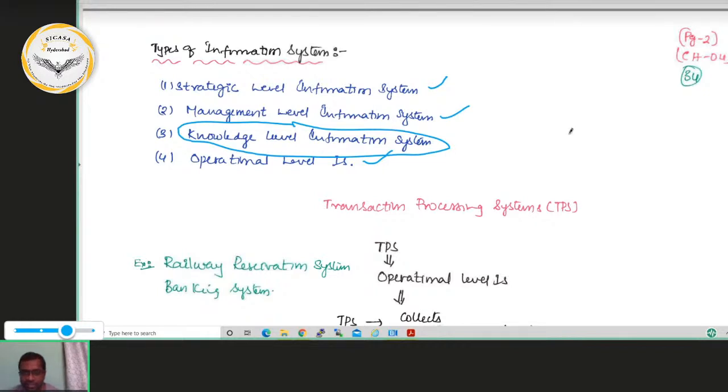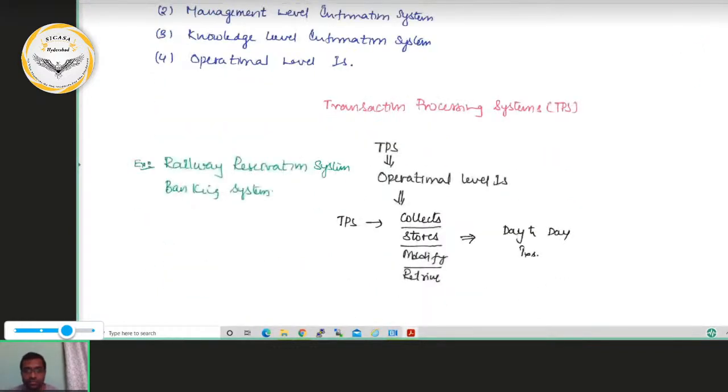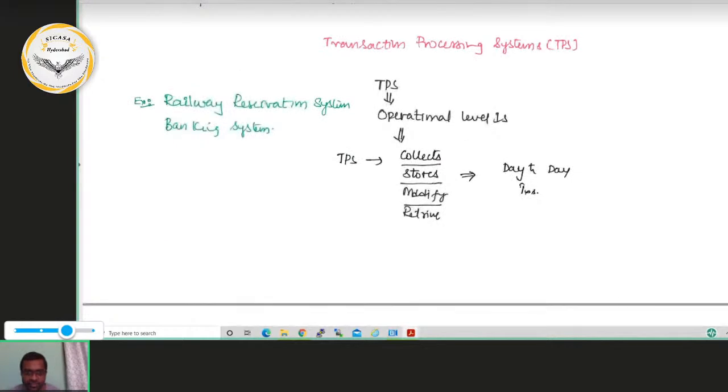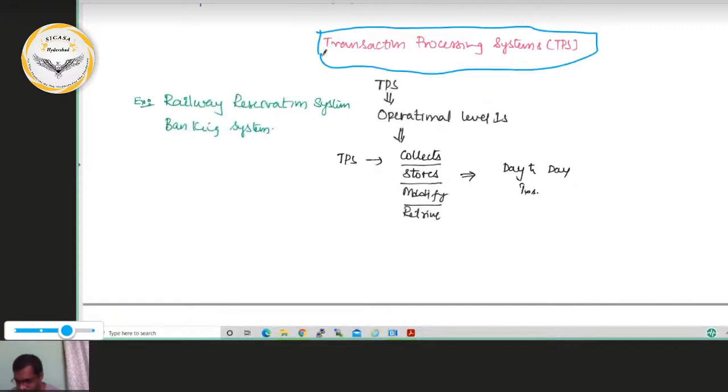First one is TPS. Now, TPS is nothing but an operational level information system. It's an operational level information system. So who will use an operational level information system? The low level management will use it.